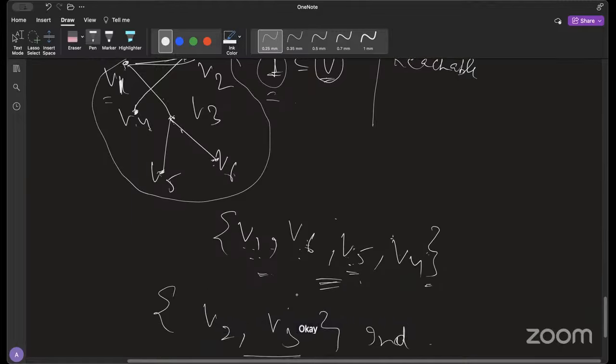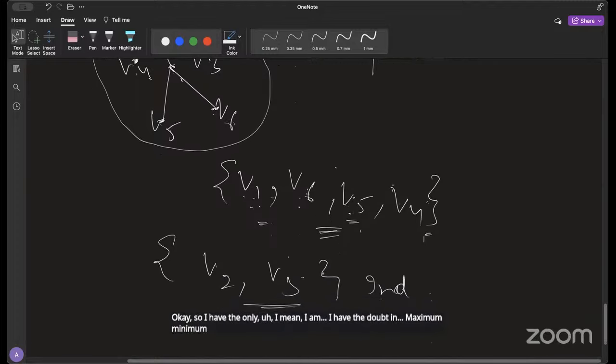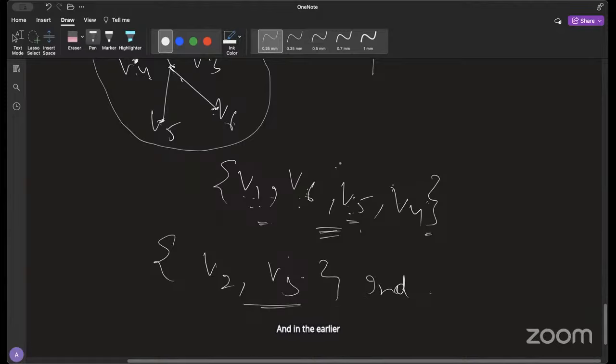Okay, so I have the doubt in maximum and minimum thing. Like we have to take the maximum number here, and in the earlier vertex cover, we have to take the minimum number. So when I say minimum and maximum, I don't mean you have to. Independent set only, even if I'll take V1, V6, and V5, that's also an independent set. But generally the questions are based on maximal independent set. That is of practical use. That's why I'm mentioning the maximum thing here.